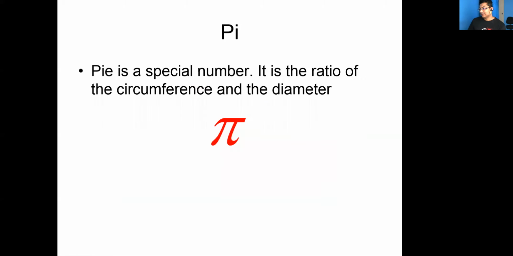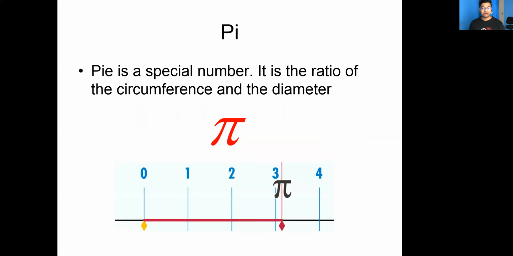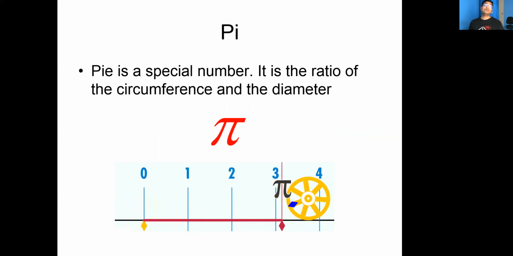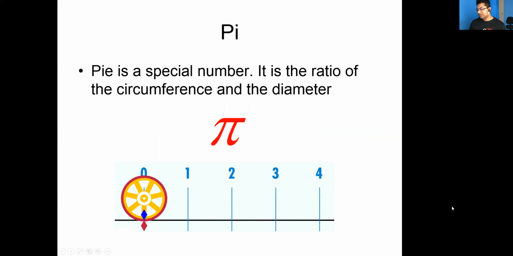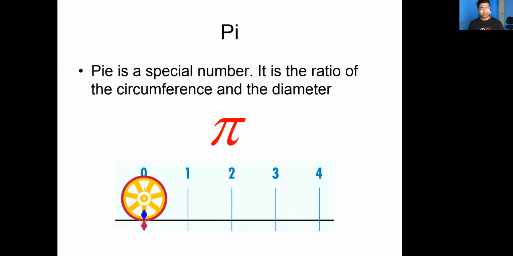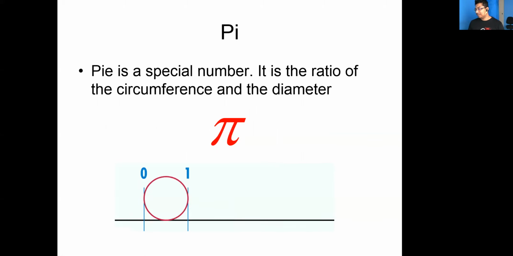Let's see. So now I'm going to reintroduce pi, which we already know, right? Now we need to know how pi is related to the circle. So you see, pi is a special number. It is the ratio between the circumference and the diameter. So if you divide the circumference by the diameter, you will get a special number and you will see it's always between 3 and 4. It's 3 point something, right? 3.1416, something like this. That's a very special number. That's what we call pi.